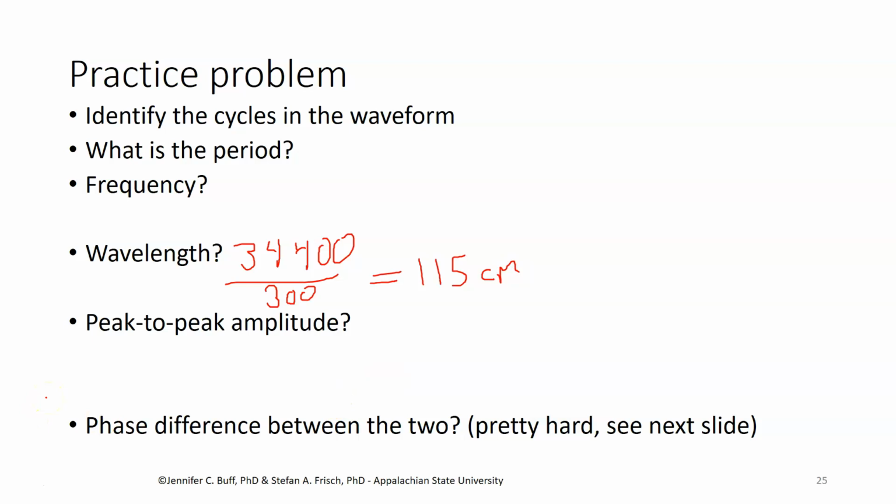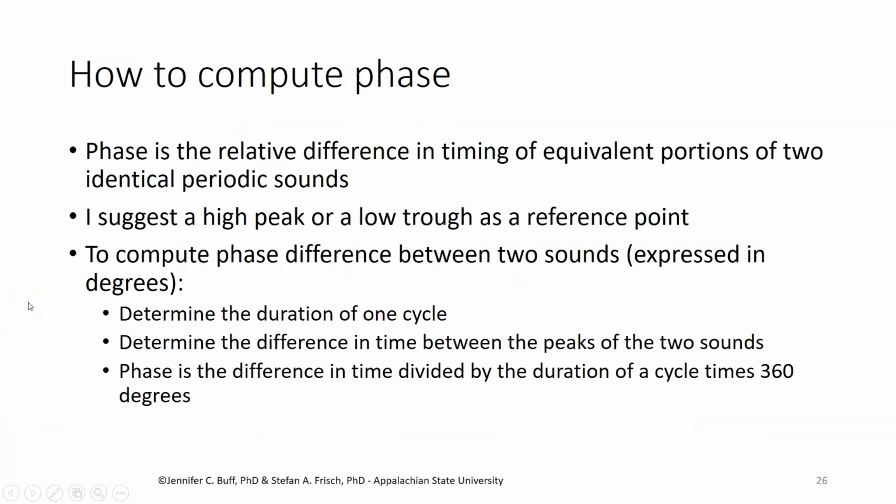Okay, it's possible to compute the phase difference between these two curves, but when you get away from simple periodic sounds and their nice identifiable quarters of the cycle, you have to do a lot of extra math. That extra math is discussed on this slide. So, phase is the relative difference in timing of equivalent portions of two identical periodic sounds. If you want to compare those two sounds, doing what I did when I mentioned phase earlier, look at a high peak or a low trough as a reference point.